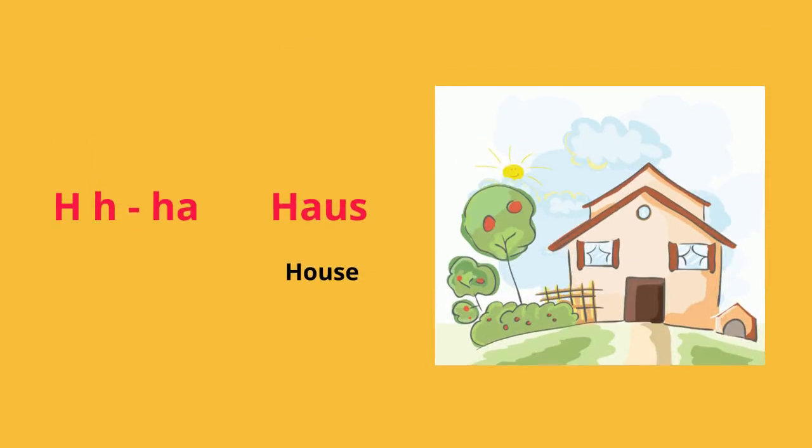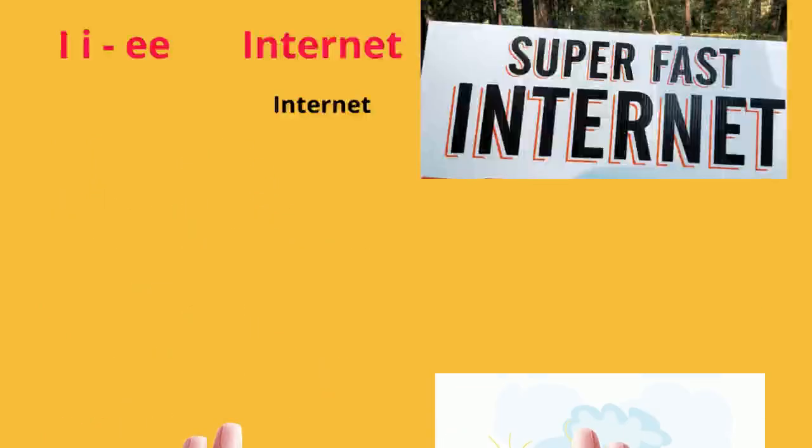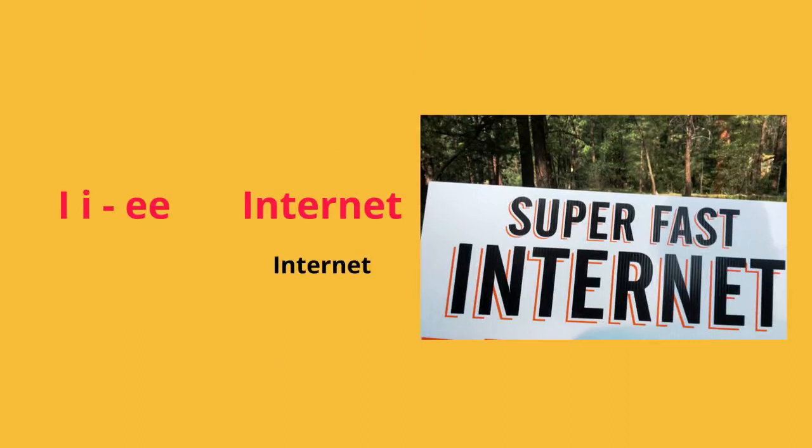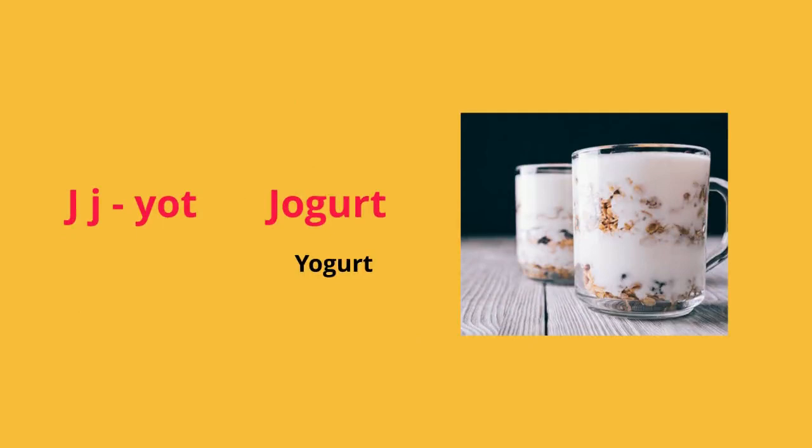H, Haus. I, Internet. J, Jacht, Joghurt. In German, the pronunciation of J is like Y in English.